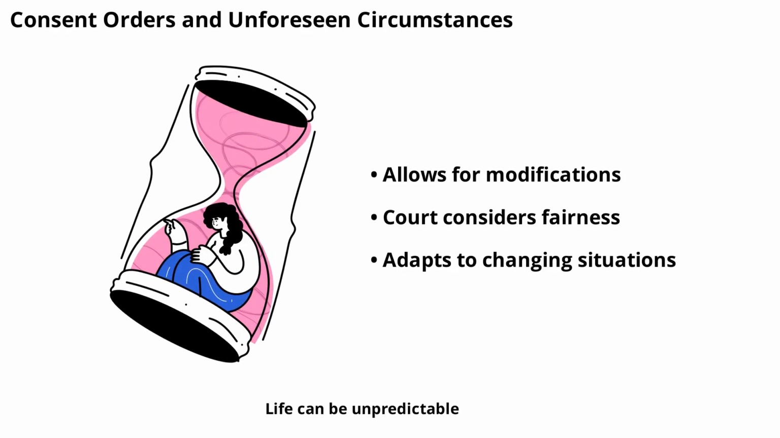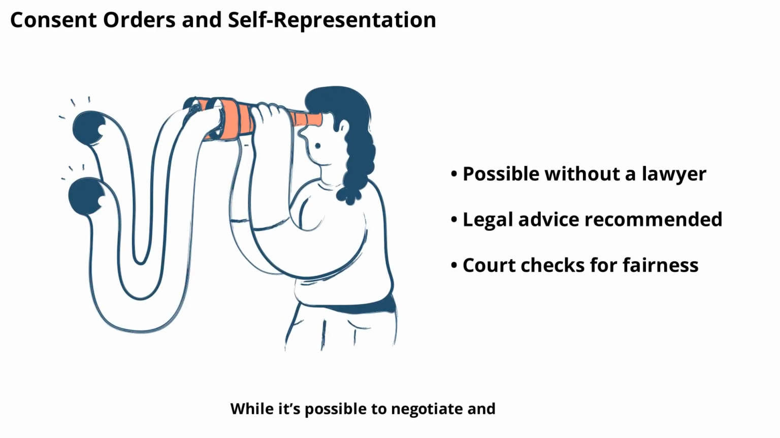Life can be unpredictable, and sometimes unforeseen circumstances make it difficult to comply with a consent order. If this happens, parties can apply to the court for a modification or temporary relief. The court will consider the situation and decide whether changes are justified, ensuring fairness for both sides. While it's possible to negotiate and draft a consent order without a lawyer, legal advice is strongly recommended. Self-represented parties may miss important details or fail to protect their interests. Courts may scrutinize self-drafted orders more closely to ensure fairness, especially if there's a power imbalance.